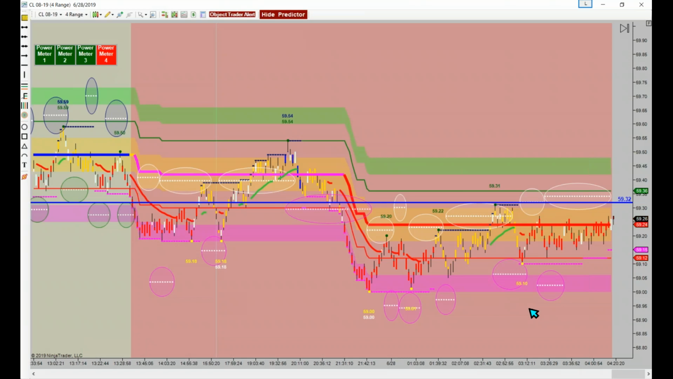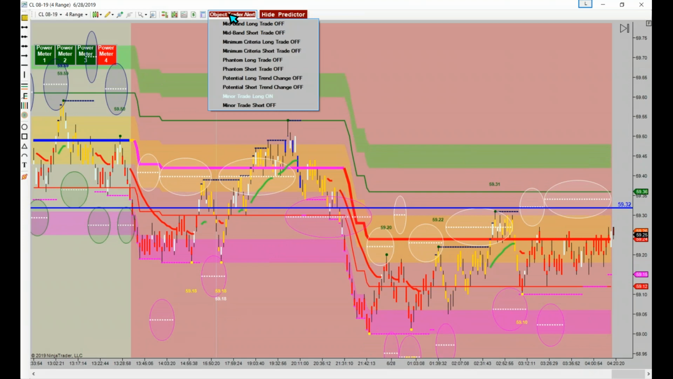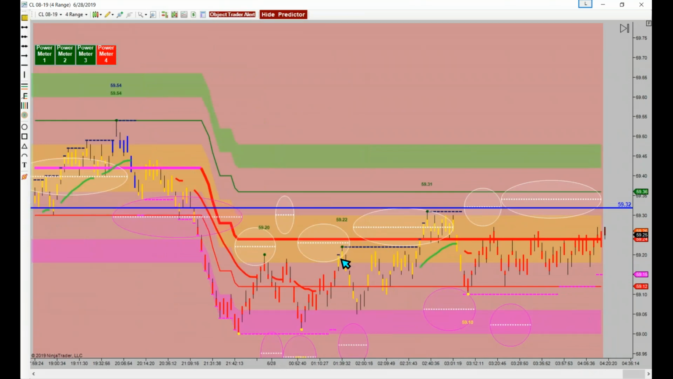Let's see if we can get something. Let's diagnose it first off, okay? Let's diagnose the chart. I think I traded this on Friday morning, as a matter of fact. All right, let's look at our chart. I'm going to get rid of the alerts. We had a nice mid-band trade.